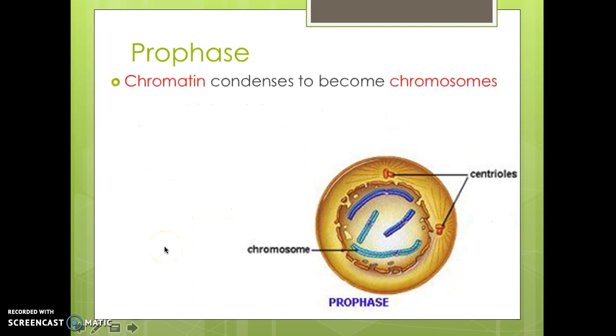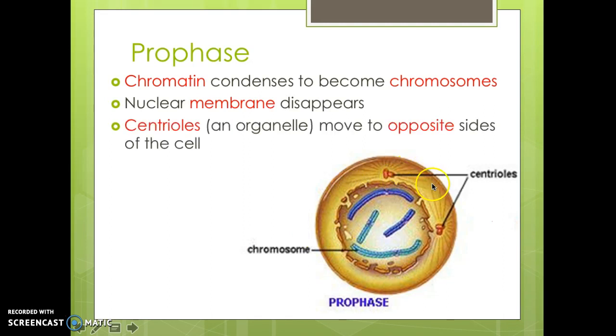During prophase, the chromatin is going to condense to become a chromosome, meaning you go from a big old tangled mess to a neatly organized non-mess. The nuclear membrane is going to disappear, that's being shown here. And the centrioles are going to move to opposite ends of the cell. These centrioles make spindle fibers, which are these little fiber things right here. Think of those as fishing line, and the centrioles are the fishermen.